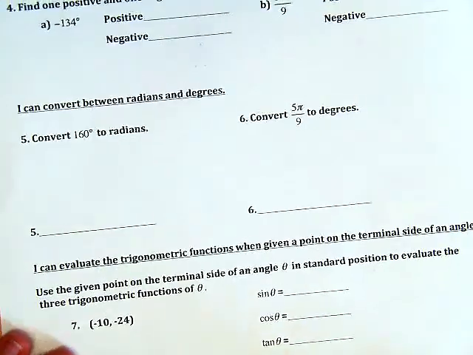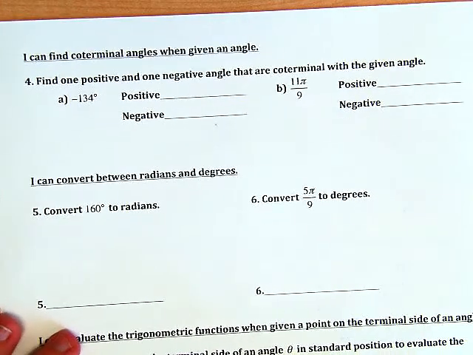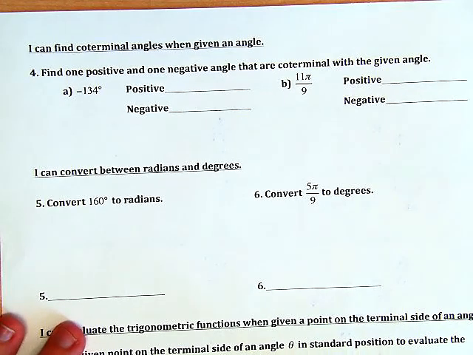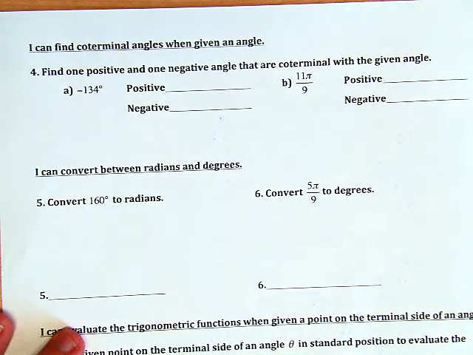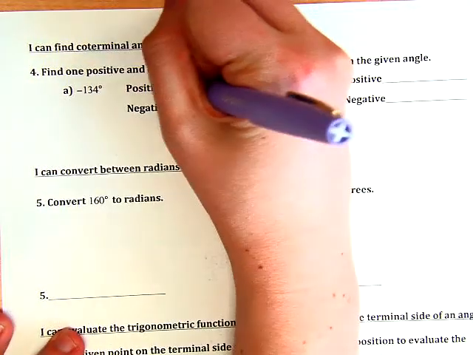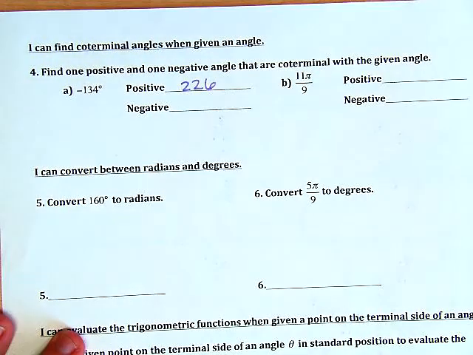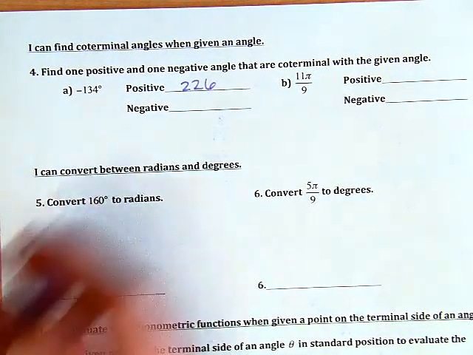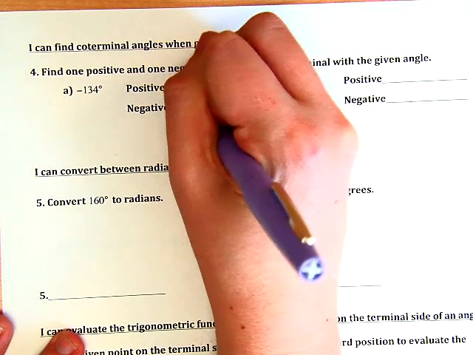Flip that thing over. Find one positive and negative coterminal angle. So positive, all I do is add 360. And when I add 360, I get 226. When I subtract 360, I get negative 494.